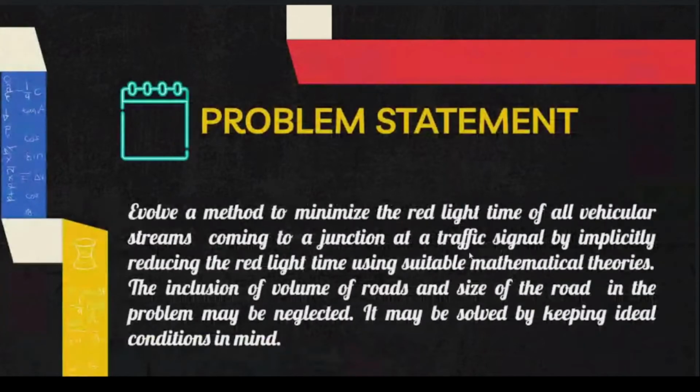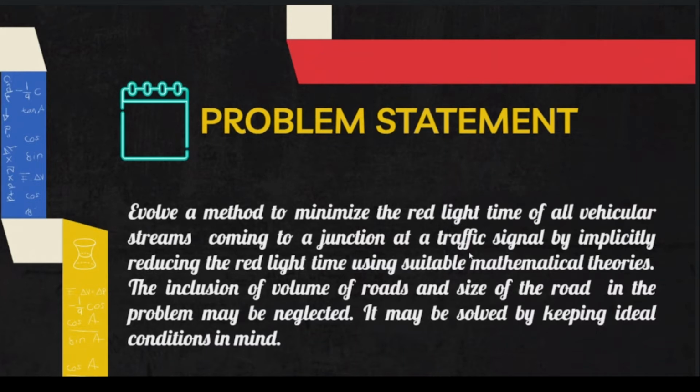Let us jump into the problem statement. Evolve a method to minimize the red light time of all vehicular streams coming to a junction at a traffic signal by implicitly reducing the red light time using suitable mathematical theories. The inclusion of volume of roads and size of the road in the problem may be neglected. It may be solved by keeping ideal conditions in mind. Here basically we have worked upon reducing the red light time which annoys us the most at traffic signals. At the same time we are not increasing green light time, because if we do so, the red light time of other vehicles will increase more.